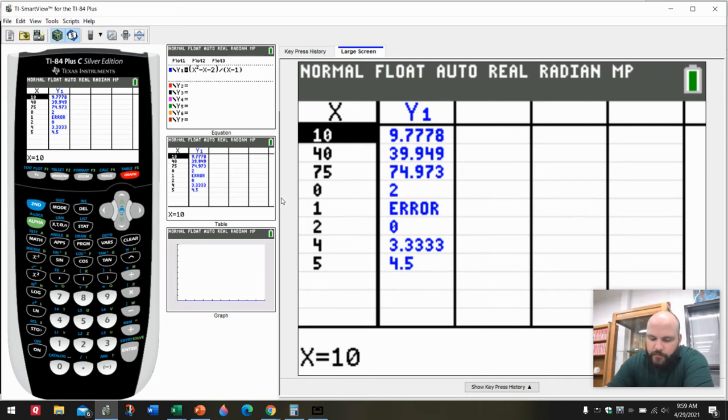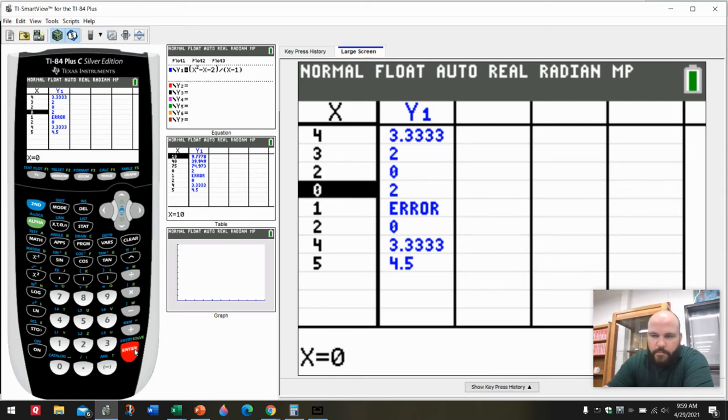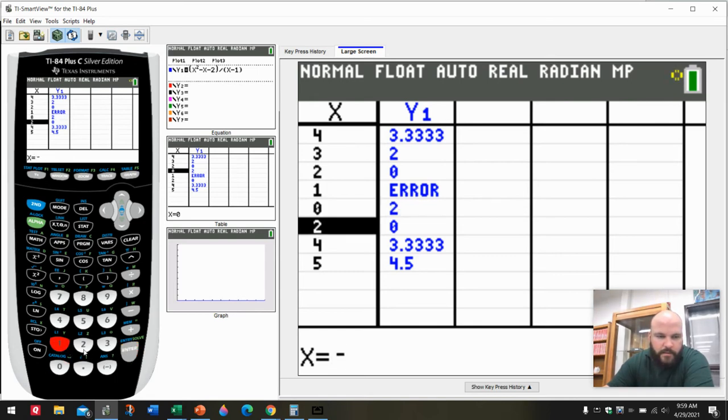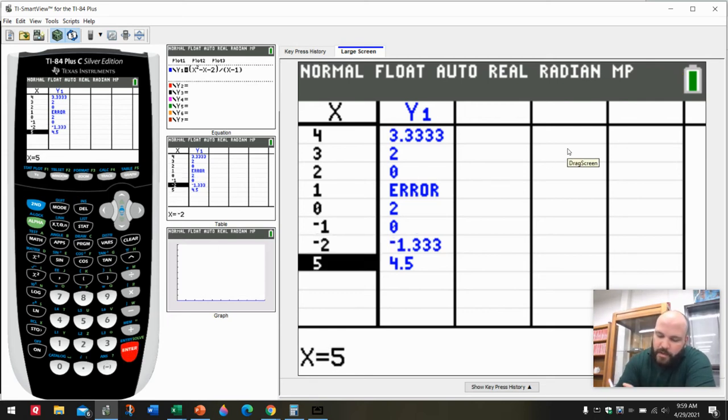In this case, I want to go from 4 down to -2. So I'm going to use 4, then 3, then 2. We can't put 1 in because that would give us an error. In fact, I'll show you. You can see how it gives us an error. Then we put in 0, -1, and then -2, like that. And there's all of our y values. So you go 4 gives 3.3, 3 gives 2, 2 gives 0, followed by 0 gives 2, -1 gives 0, and then -2 gives -1.3.